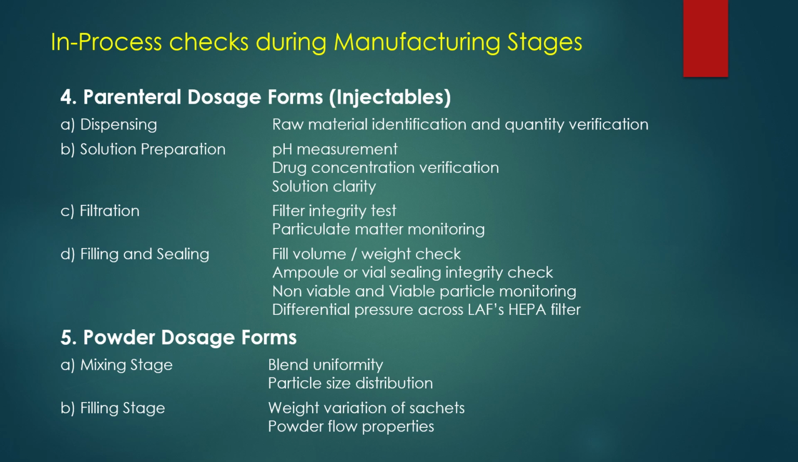During manufacturing of powder dosage form, in-process checks help ensure uniformity and proper flow characteristics. The mixing stage includes checking blend uniformity and particle size distribution, while filling stage includes weight variation checks and evaluation of powder flow properties.